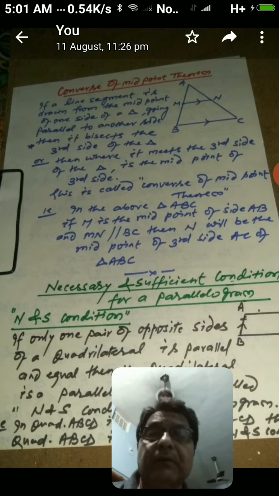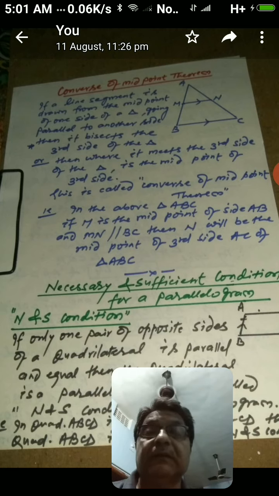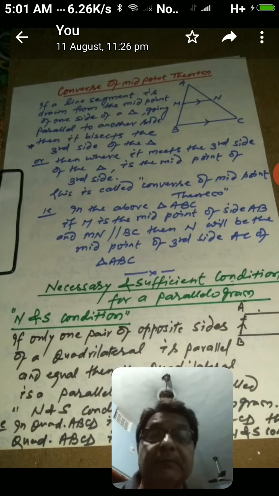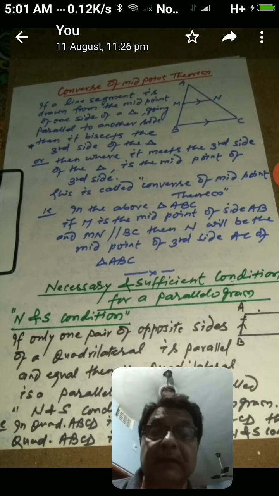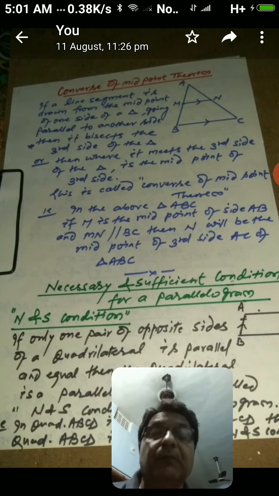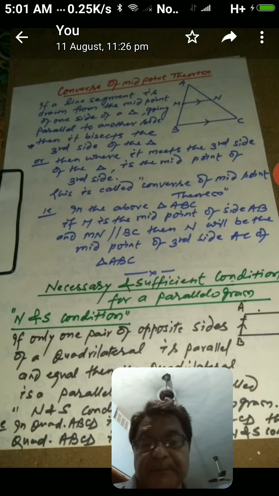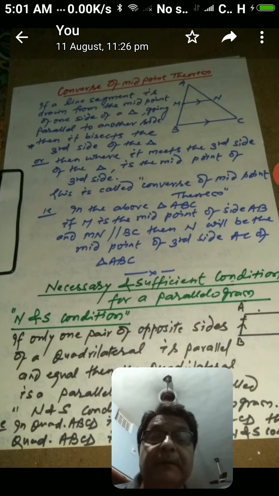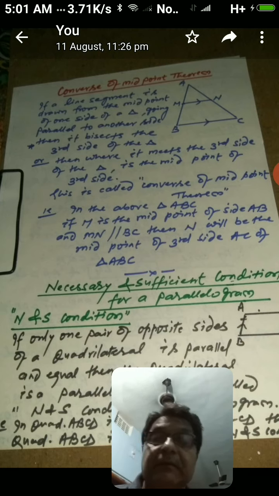We can also understand this by changing the statement slightly: the line segment drawn from the midpoint of one side of a triangle, going parallel to another side of the triangle, will bisect the third side. That is, where it meets, it will be the midpoint, and naturally, when a line segment meets at the midpoint, that line segment is bisected by it. So we can state in this way also that it bisects the third side.